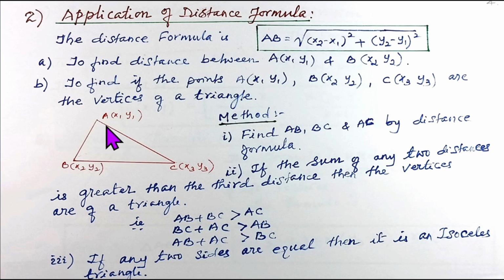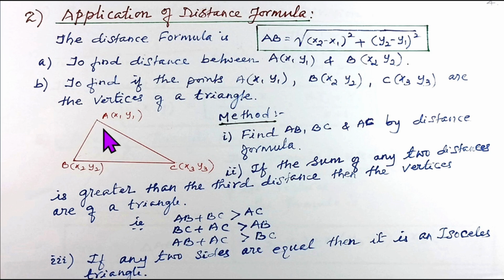If the sum of any two sides is greater than the third side, that means if AB plus BC is greater than AC, or BC plus AC is greater than AB, or AB plus AC is greater than BC, then they are the vertices of the given triangle. So the procedure is find the distances AB, BC, AC first using distance formula, then apply the inequalities of triangle, then they form the vertices of the triangle.